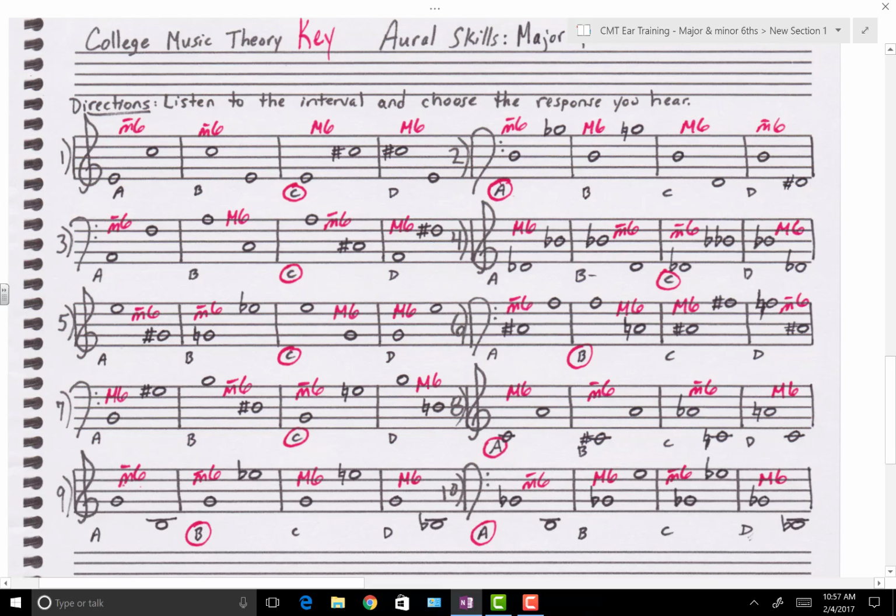For number 4, the correct response was C. We're looking at a D flat to a B double flat, making it a minor sixth interval, ascending. Let's listen to that. That should sound like the entertainer, ascending. It's interesting, I'm realizing right now that number 4 is enharmonically equivalent to that of number 3.